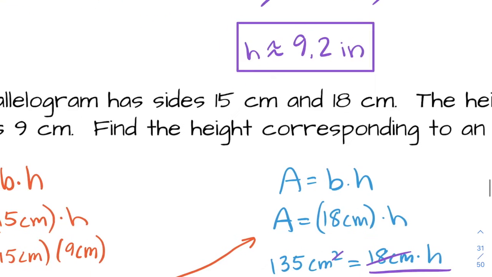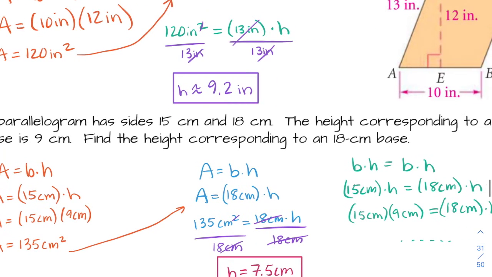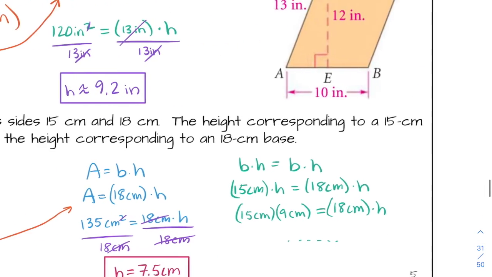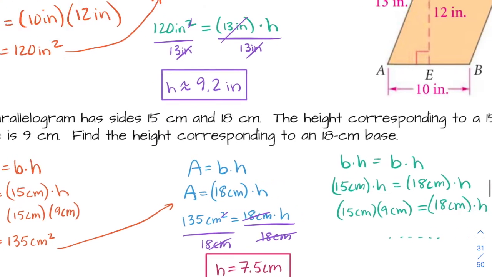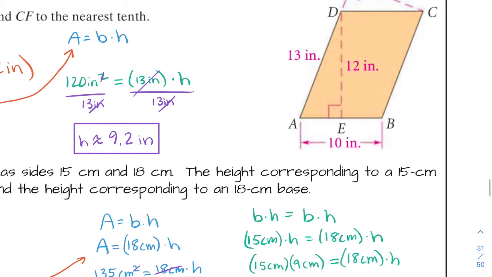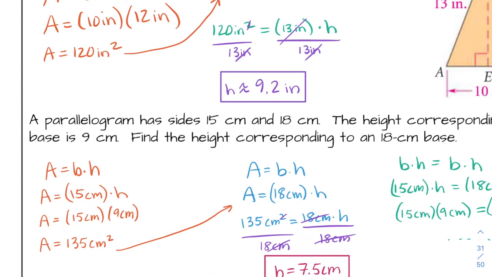All right, the next one. A parallelogram has sides 15 and 18. The height corresponding, so these are both bases, right? These are both bases because it says the word sides. So we know that they're bases and they're not heights. So that would be one, that would be the other. The height corresponding to 15 centimeters is 9 centimeters. Find the height corresponding to 18 centimeter base.